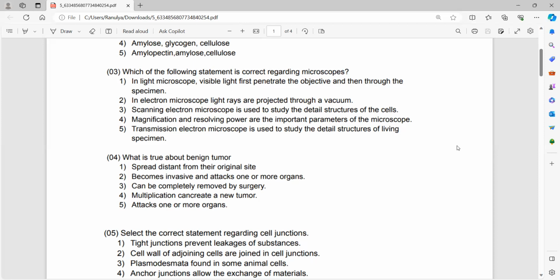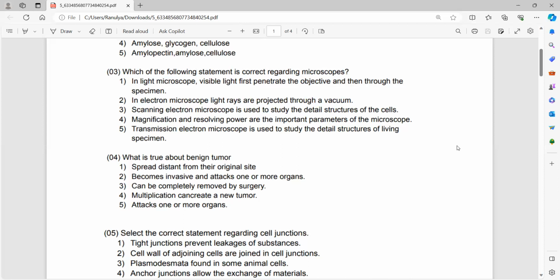Then fourth one, magnification and resolving power are the important parameters of the microscope. Yes, that is correct. Resolving power and magnification are the two parameters which can be seen in a microscope. Where what is the definition of magnification?